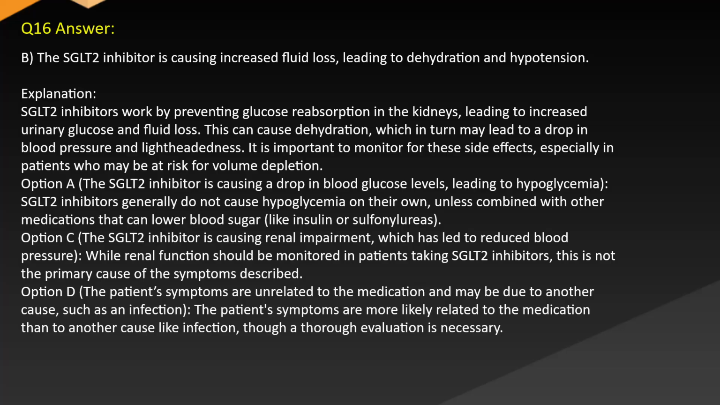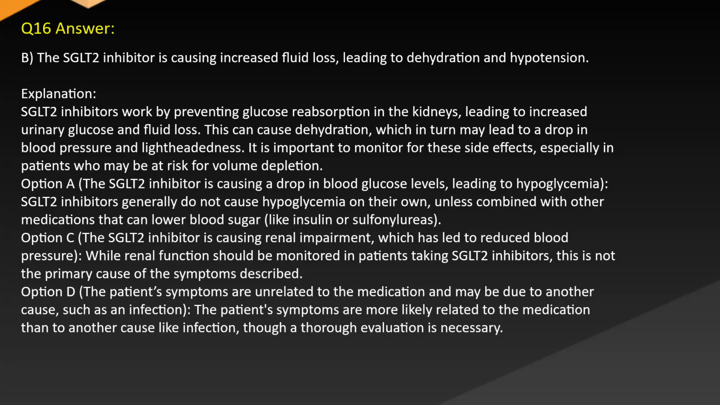Answer: B. The SGLT inhibitor is causing increased fluid loss, leading to dehydration and hypotension. Explanation: SGLT inhibitors work by preventing glucose reabsorption in the kidneys, leading to increased urinary glucose and fluid loss. This can cause dehydration, which in turn may lead to a drop in blood pressure and lightheadedness. It is important to monitor for these side effects, especially in patients who may be at risk for volume depletion.